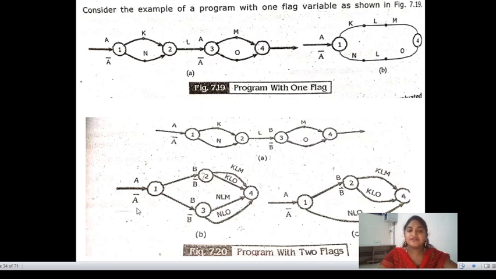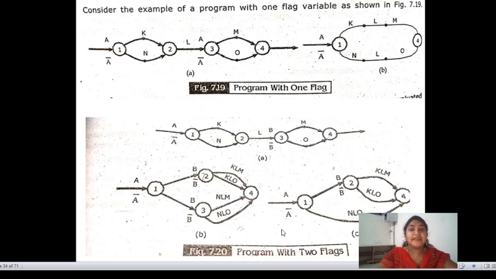A is a positive case, A and B are the positive cases, A bar and B bar are the negative cases. And see this series rule. Here it applies the series rule and parallel rule. So KLM, this is the series rule, like KLM. So KLO, this is also a series rule. Series rule means multiplication will be done. So this is about flag variables, which define a program with one flag and two flag variables.